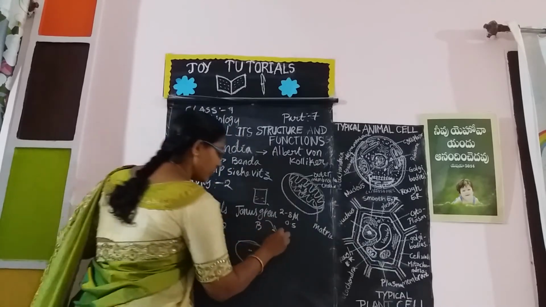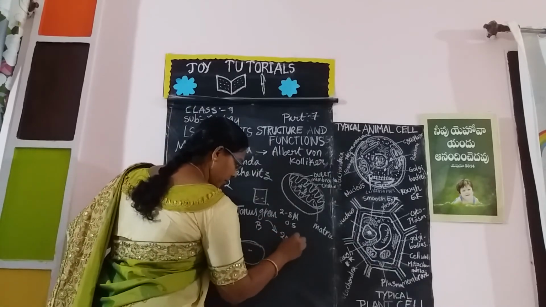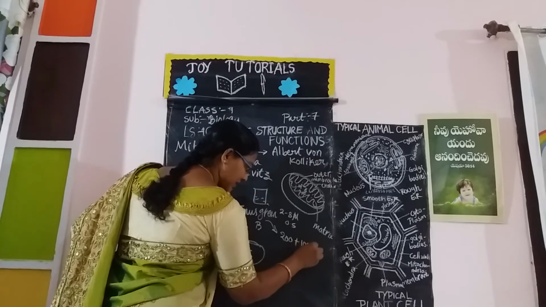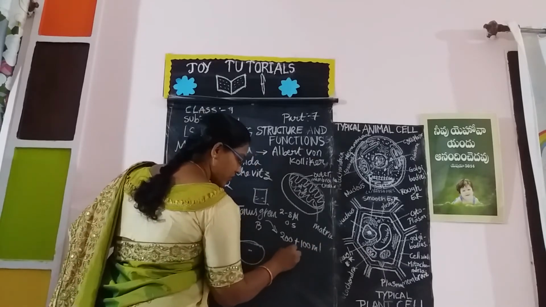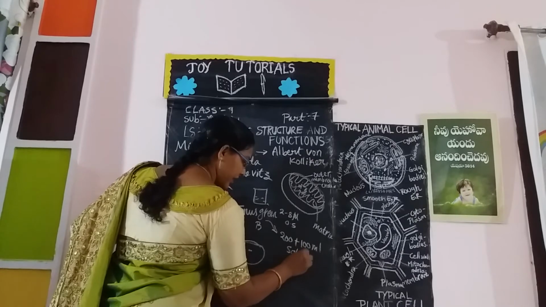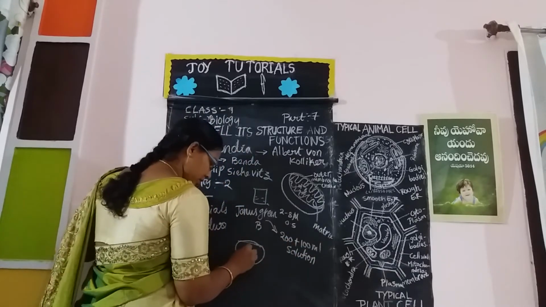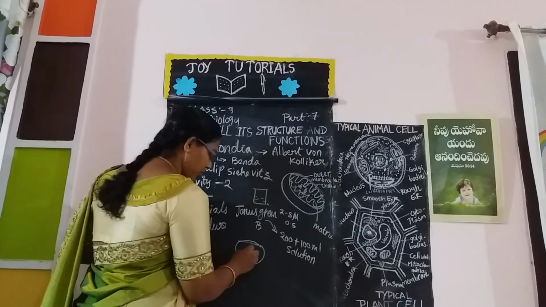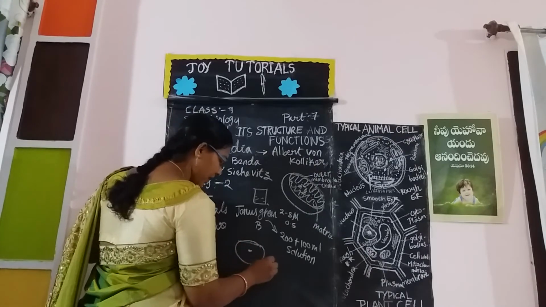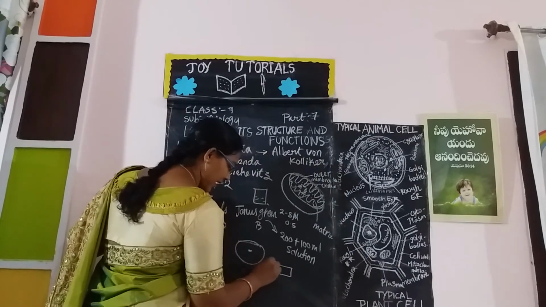Here you have to take 200 Janus Green B plus 100 ml water and mix. Then your solution will be ready. Keep 2 drops of this solution on the onion peel. Then after some time, take a small peel on a glass slide.